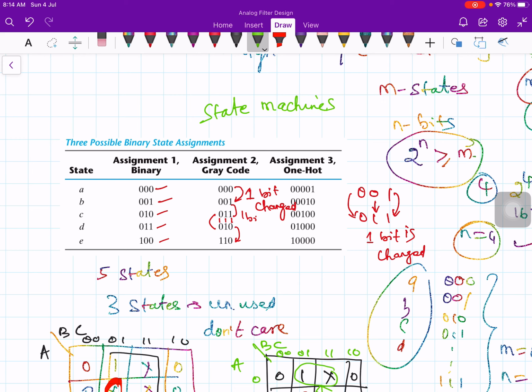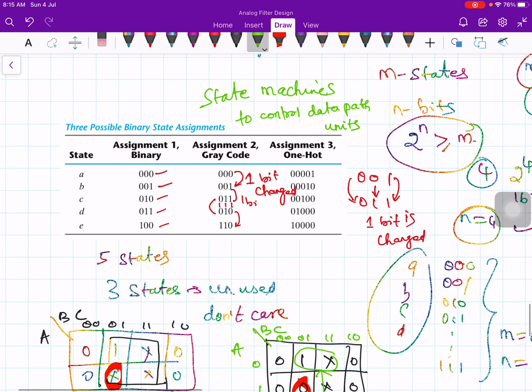The state machines are used to control data path units, which you will be studying in detail in your computer architecture and organization course. There people use the one-hot assignment. But look at the beauty. Here we need 3 flip-flops, and in binary assignment also we need 3 flip-flops. But here how many? 3 plus 2, 5 flip-flops. Here the cost is a little high. Instead of 3 we are using 5.